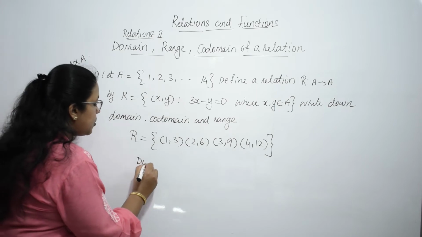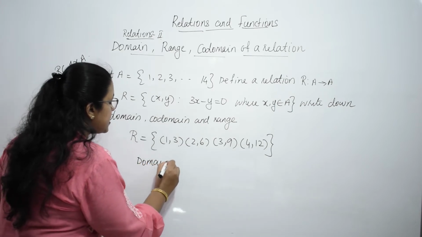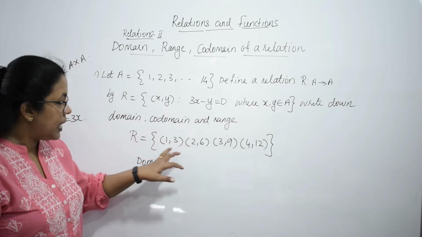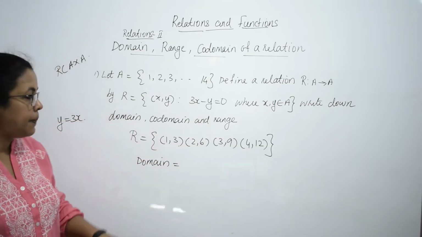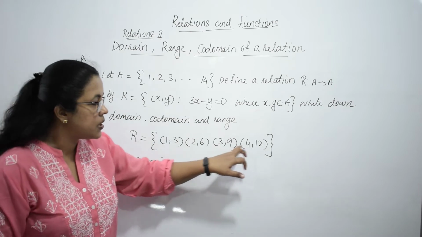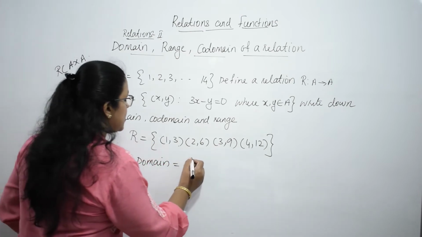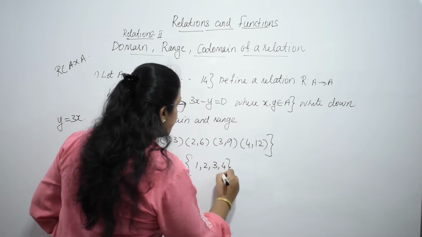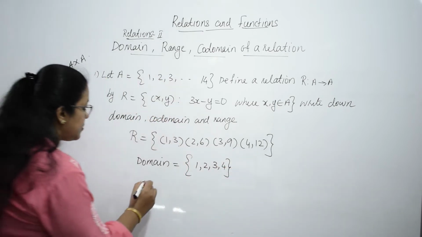What is the meaning of domain? Domain means set of first elements in the ordered pair. What are the first elements in this ordered pair? 1, 2, 3, 4, which gives the domain. 1, 2, 3, 4. Now, what is range?